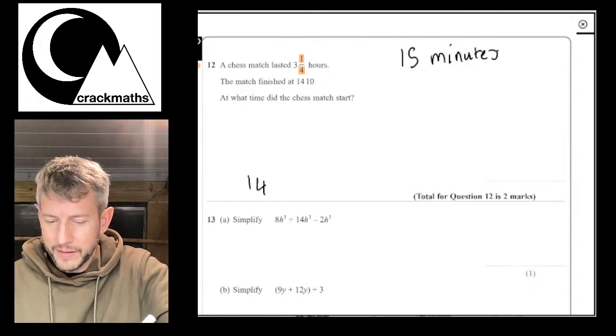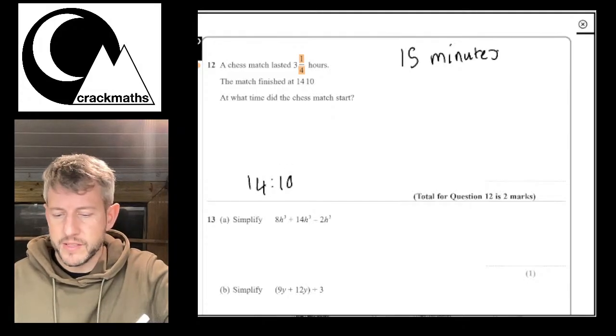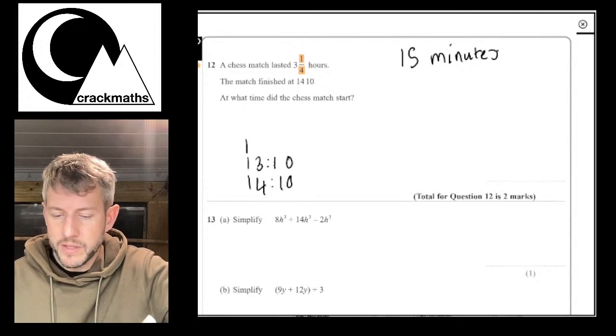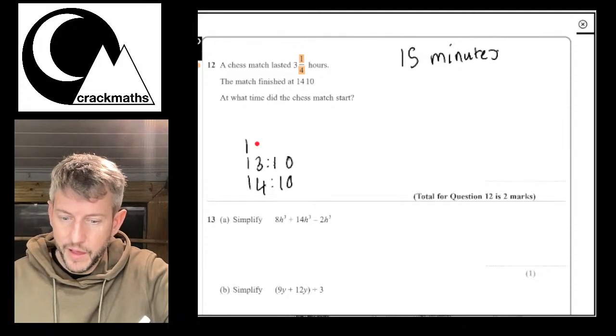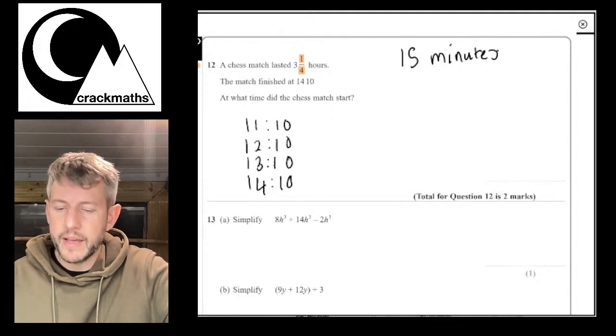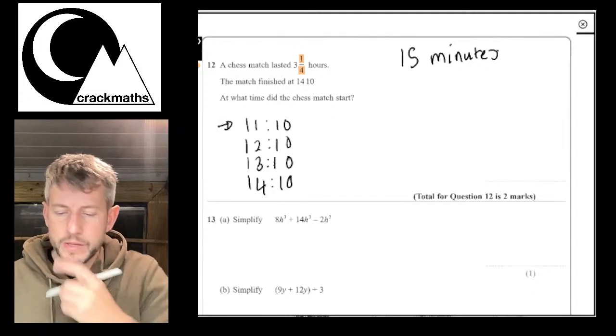I'll start down here. Okay, let's go back 3 hours first. So 1 hour would be 13:10. 2 hours would be 12:10. 3 hours would be 11:10. Okay, so 3 hours here. So this is 3 hours ago.